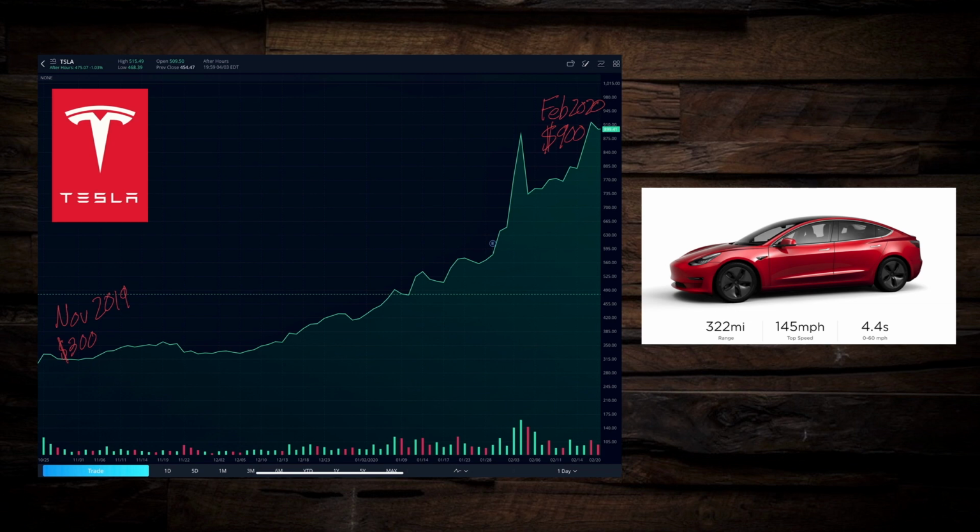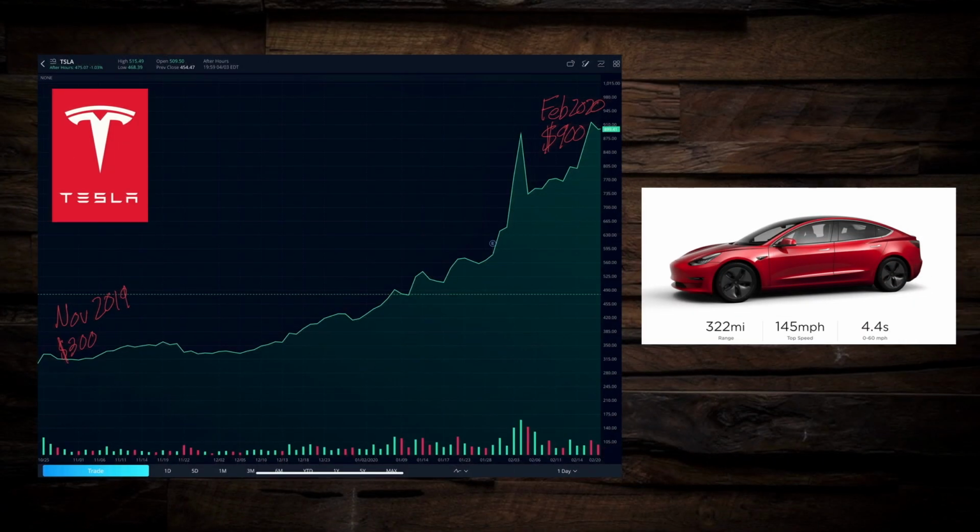Simultaneously, the consumer demand for electric cars started growing rapidly due to environmental concerns and lower operational costs. So over the course of a few months, the share price tripled, not because their revenue tripled, but because the market became convinced that Tesla was uniquely positioned for exponential future growth.